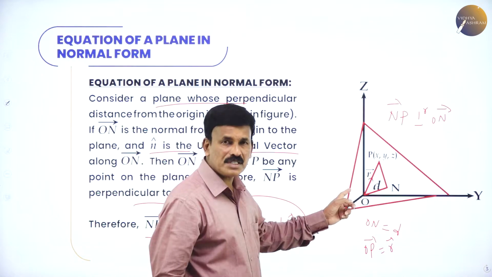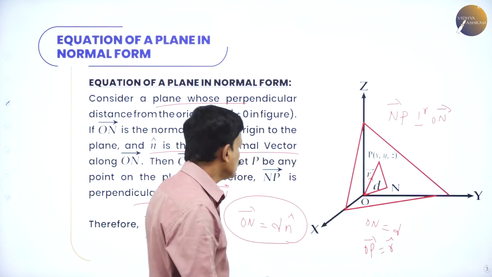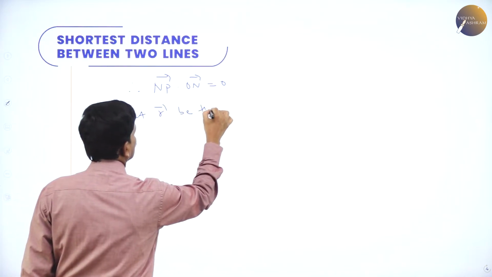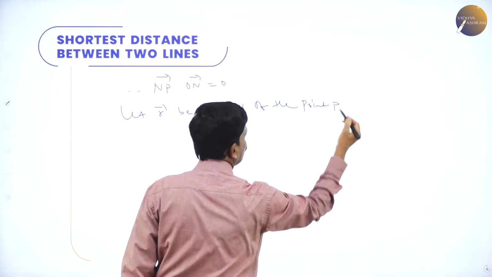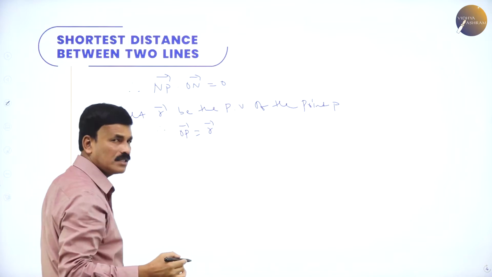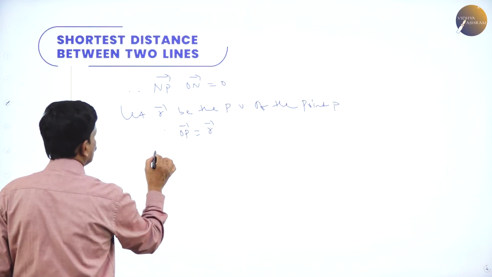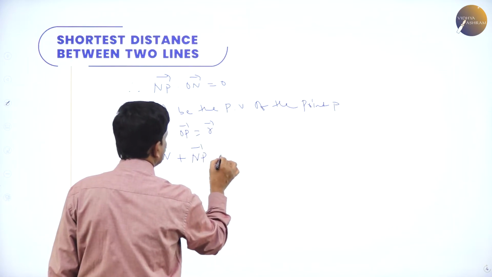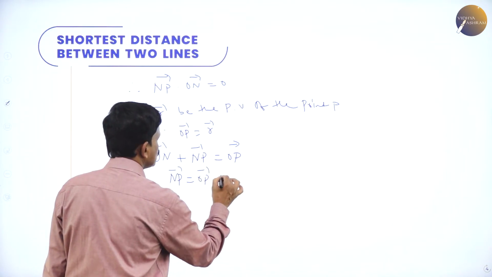Now, suppose R is the position vector of the point P. Therefore, vector OP is equal to R. From this diagram, vector ON plus NP is equal to vector OP. Therefore, vector NP can be written as OP minus ON.